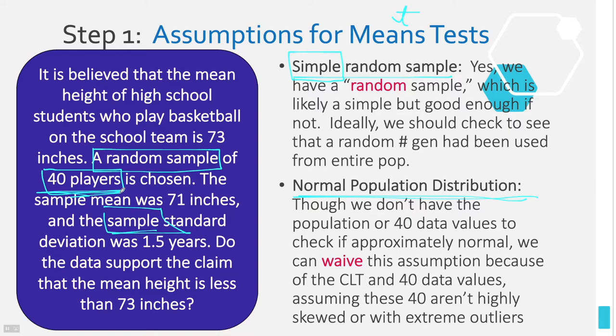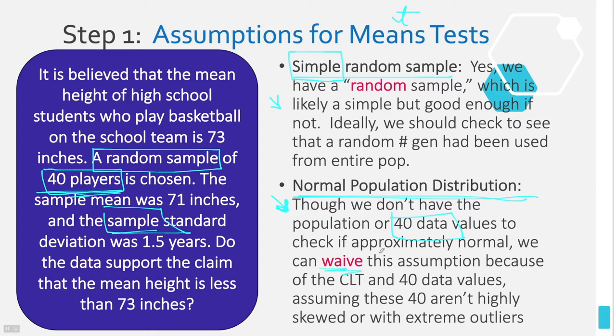For example, in the projects, you will have the data, so you should definitely look at the data you have. And for the discussions, you will have the data, so you should look at the data that you have to see how normal it is. And that should be mentioned when you do step one. So I will be looking for you to mention why it's random and prove to me it's random. And I will be looking for you to mention why you have a normal population distribution. Or if you don't have a normal population distribution, why it's not so skewed that, with a combination of the number of data values that you have, you can use it to waive this assumption.